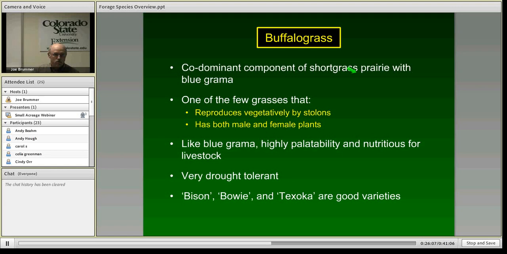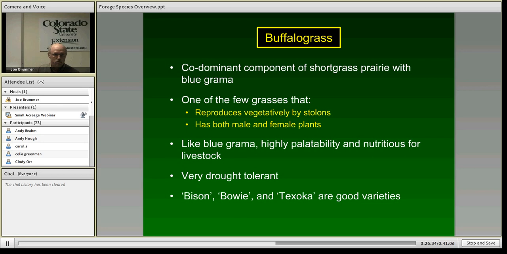And the last species I'll talk about is Buffalograss. Again, it's codominant out there on the shortgrass prairie with blue grama. This is one of the few grasses that reproduces vegetatively by stolons, which is basically just a stem that runs on the top of the ground. So if anybody is familiar with the stolons on strawberries, very similar on Buffalograss. It's also one of the few grasses that has both male and female plants.